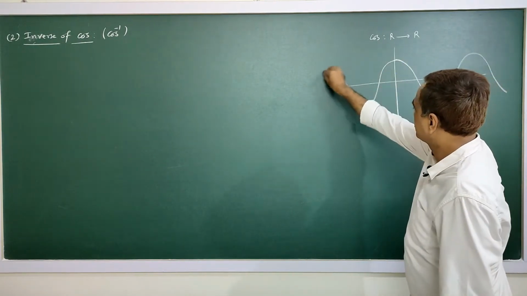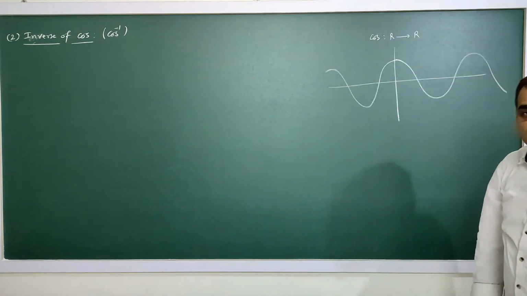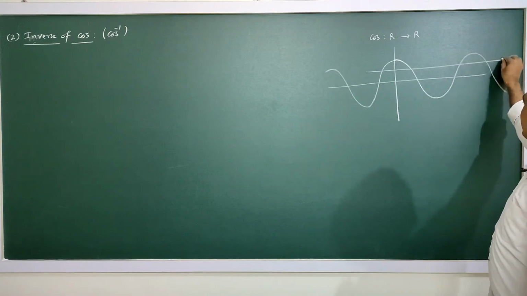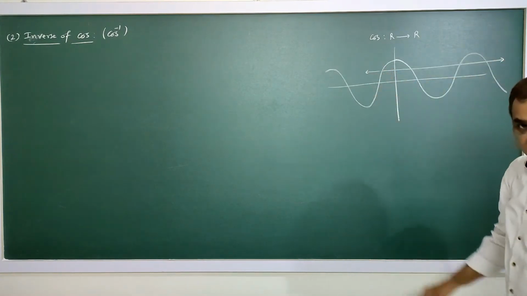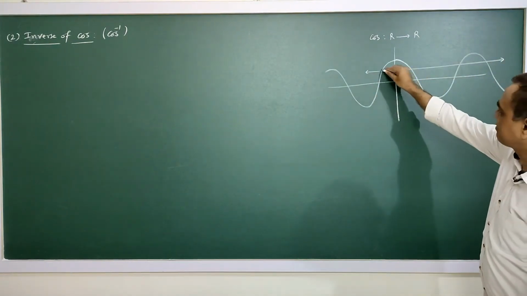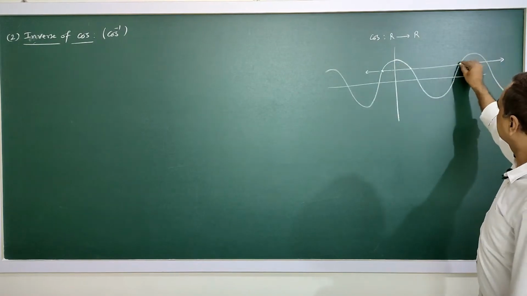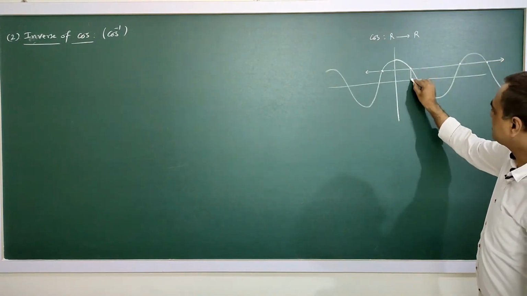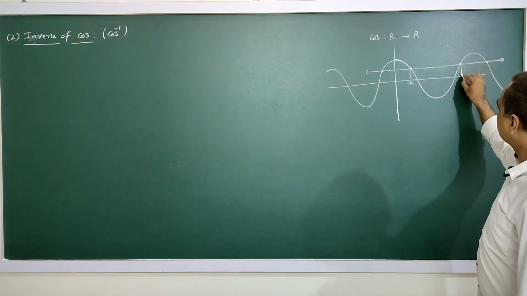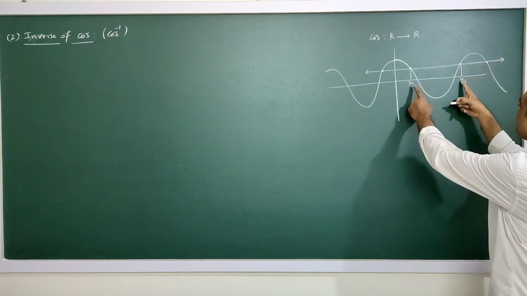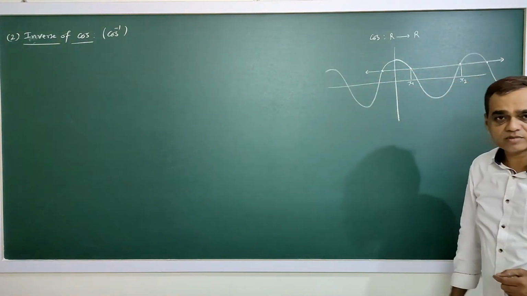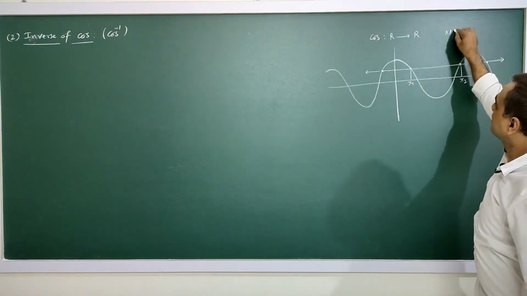This is the graph of the cosine function. Here also, if we draw a horizontal line, then it cuts the graph in many points. That means the image of x1 and the image of x2, see, x1 and x2 are distinct, but their images are the same. So this function is not 1, 1.